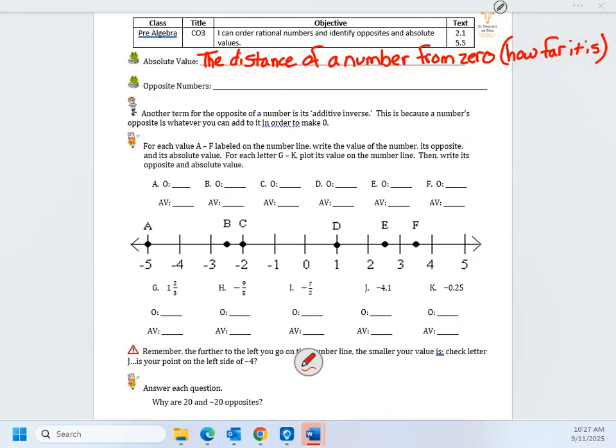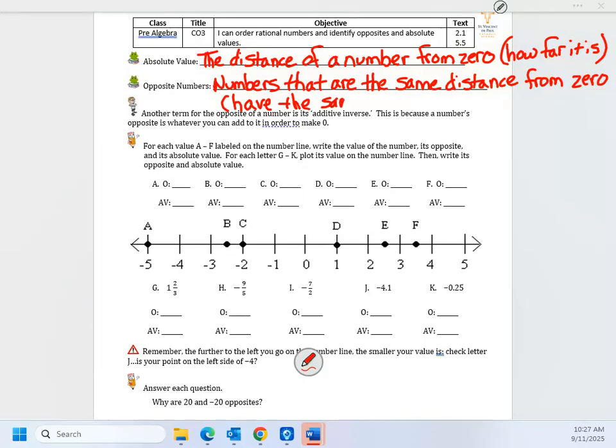Opposite numbers are numbers that are the same distance from zero. They have the same absolute value.